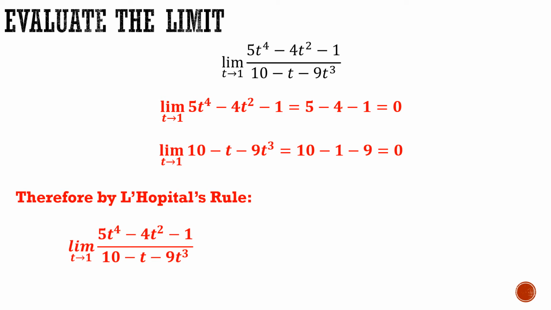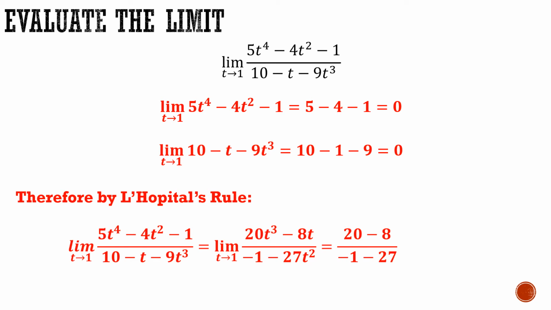So the derivative of the top would be 20t cubed minus 8t, and then the derivative of the bottom would be negative 1 minus 27t squared. From there, I can simply plug in my limit, and I get 20 minus 8 over negative 1 minus 27, and simplify that to 12 over negative 28, reduce that down to negative 3/7.